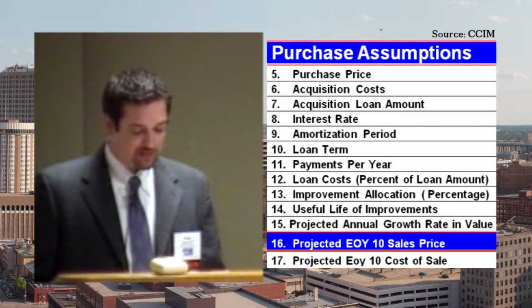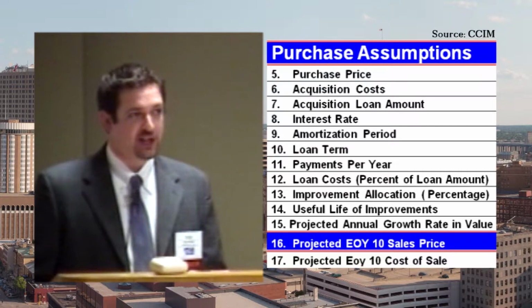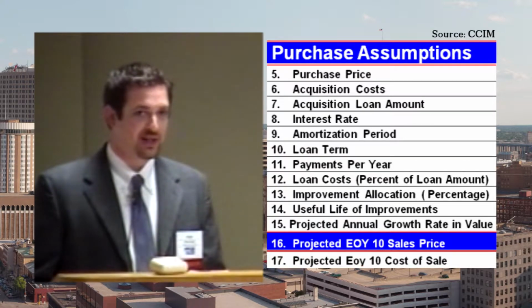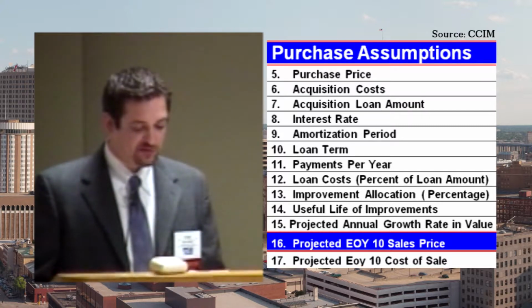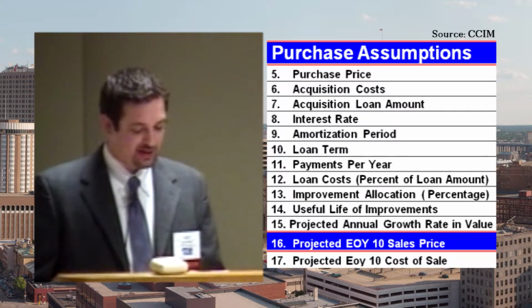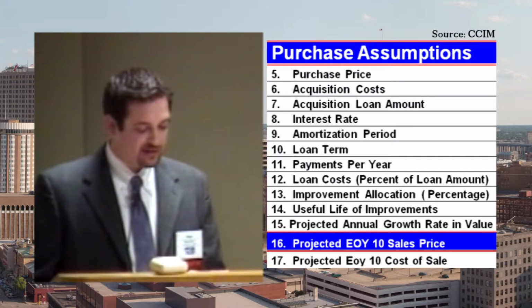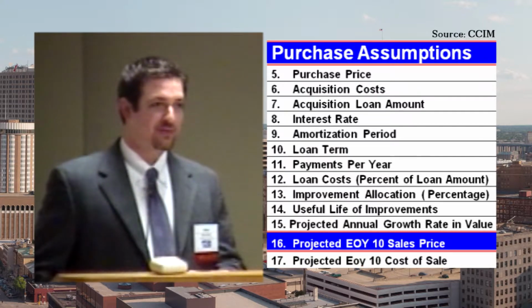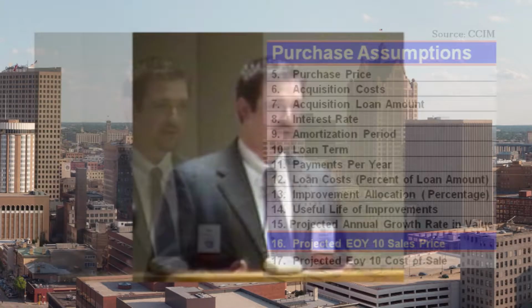We talked about loan term, payments per year, loan costs. Improvement allocation, number 13. That's important for depreciation in this analysis. Basically, it's the amount of your site that is improved versus vacant land. So it's probably going to be 70 to 80%, depending on green space. Useful life, 39 years. That's an accountant number. Number 15, projected value and growth of the asset. Again, this is if you're purchasing. In our example, we use 2%. And then finally, number 17, what do you think you're going to sell... I'm sorry, number 16, what do you think you're going to sell the asset for at the end of a 10-year period? So that whole spiel was a 10-year look at purchasing a facility.